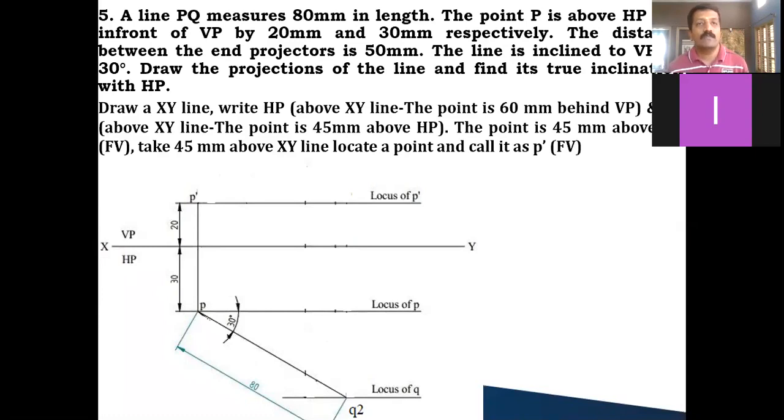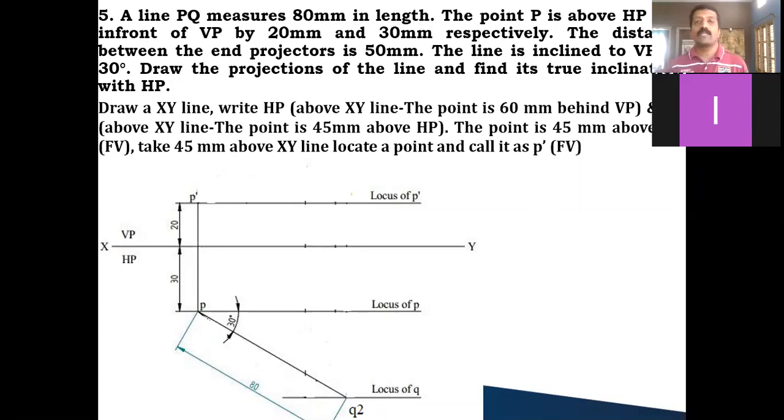So next one, what is given? A line PQ measures 80 millimeter in length. This is the true length he has given. The point P is above HP and in front of VP by 20 and 30 millimeter respectively. The distance between the end projectors is 50 millimeter. And then the line is inclined to VP by 30 degree.